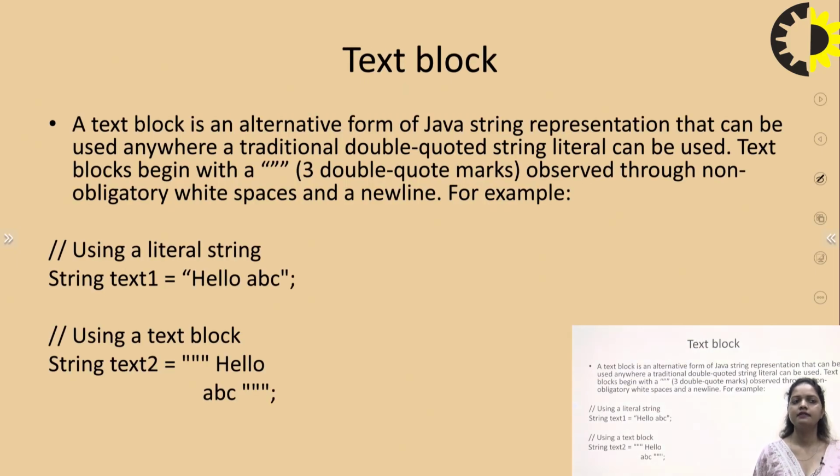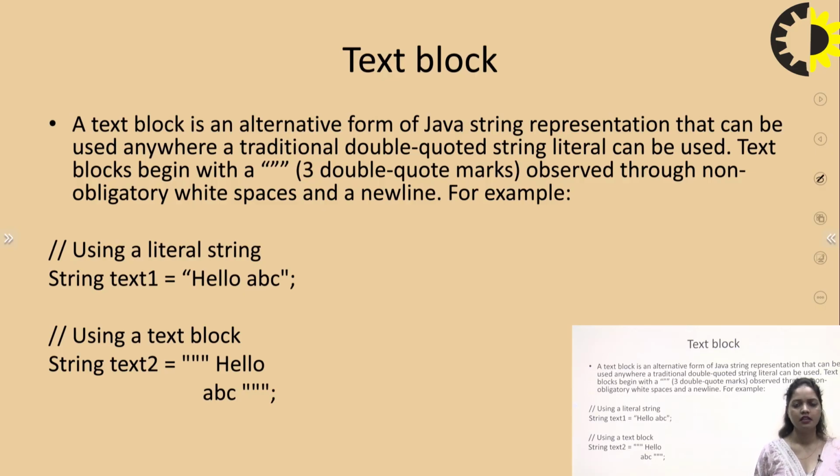Now the next topic is our text block. So what is a text block in Java programming language? It is an alternative form of a Java string representation that can be used anywhere a traditional double quoted string literal can be used. So what is this? As we all know, inside a double quote string we will write only a single word, but what will happen if we want to support multiple words or multiple lines of statements as a string in Java programming language? So there we can use this text block.